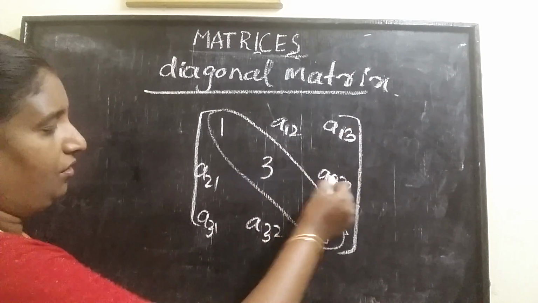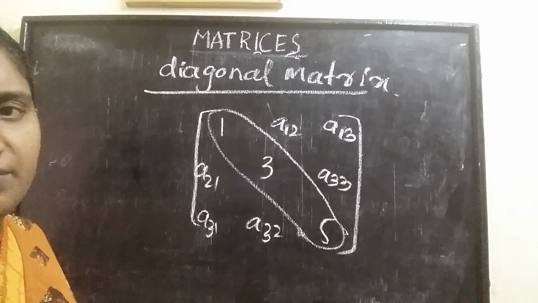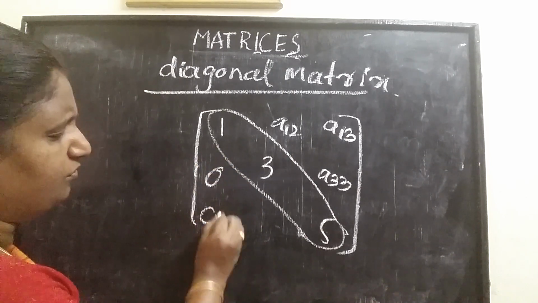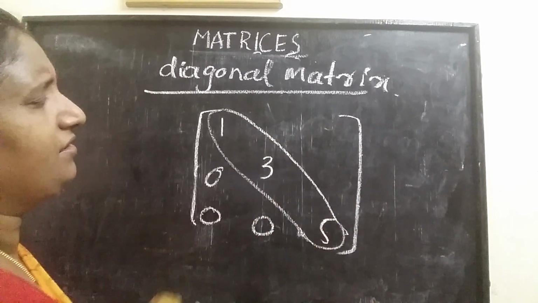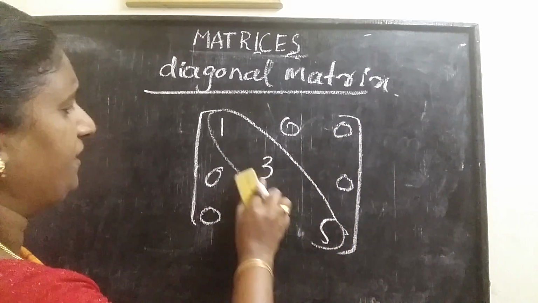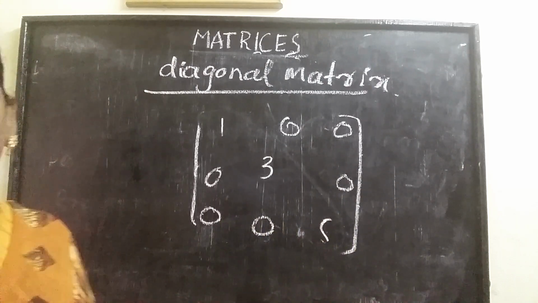So these three are diagonal, and the remaining 6 elements are non-diagonal elements. These non-diagonal elements are equal to zeros. Now this matrix is a diagonal matrix.